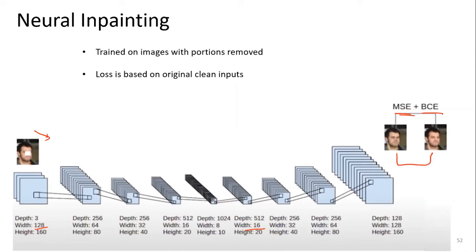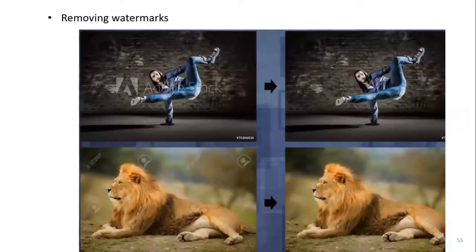Okay, now here are some other examples. So for example, removing watermarks. Now the question is, how would you train this? If you notice, this image does not have the watermarks over here. You can see these watermarks over here are no longer there in this image, right? So if you want to train it to remove watermarks, what would you do? You would take the normal image and train it on a lot of watermarks, right? You'd introduce that, which would be the corrupted image, calculate the loss on the original image, and hopefully it would be trained to remove watermarks.